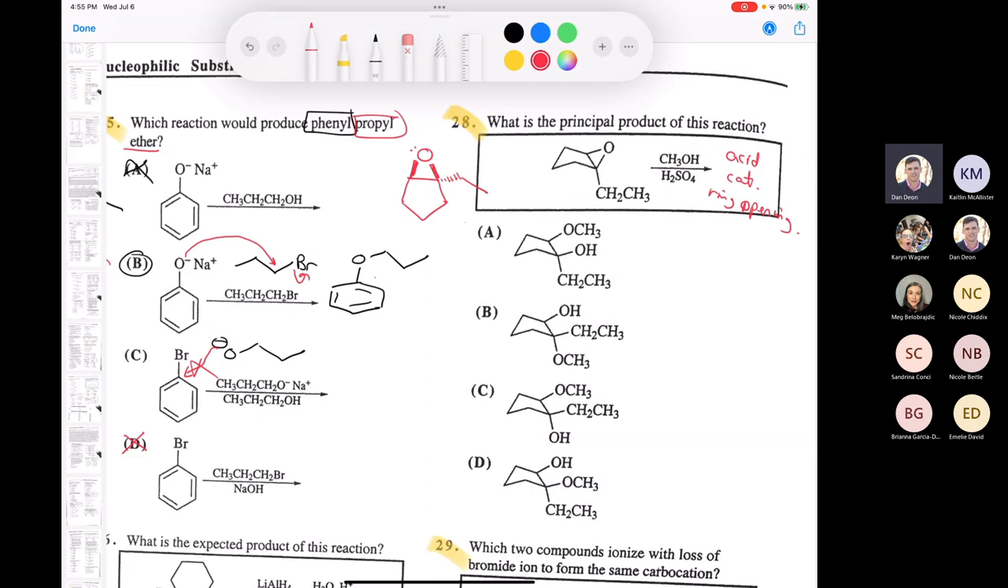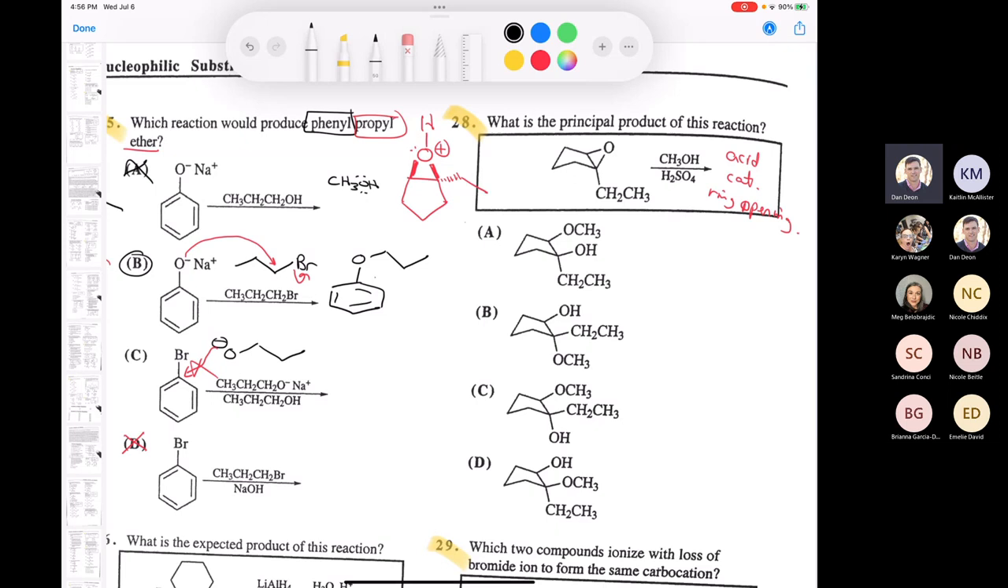We said the first thing we're going to do is protonate that to make an oxonium. And we said that if you have a tertiary carbon, and this carbon is attached to 1, 2, 3 carbons, then the nucleophile, which in this case would be methanol, is actually going to attack the more hindered carbon. Okay, so our methanol is going to come in and attack here. But where is it going to attack from?